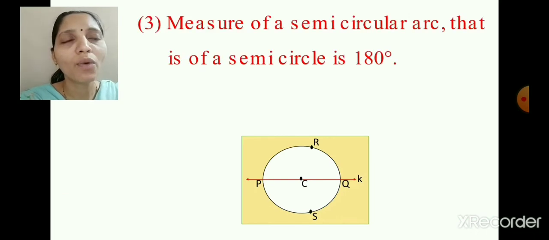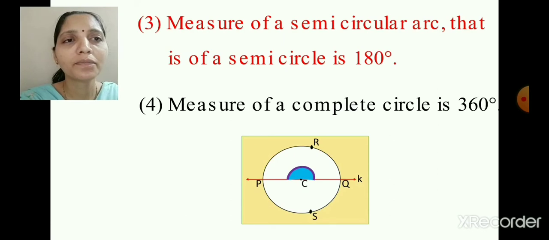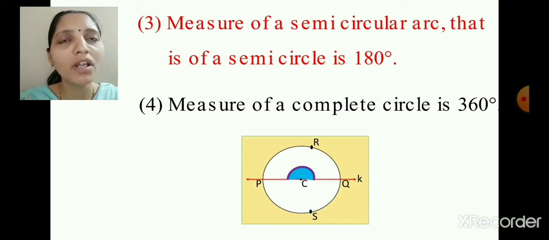Any doubt here? Now what is the third point we can see here? The measure of a semicircular arc, that is of a semicircle, is 180 degrees. What is the fourth point? The measure of a complete circle is 360 degrees. So these are the 4 points you have to remember to solve practice set 3.3.